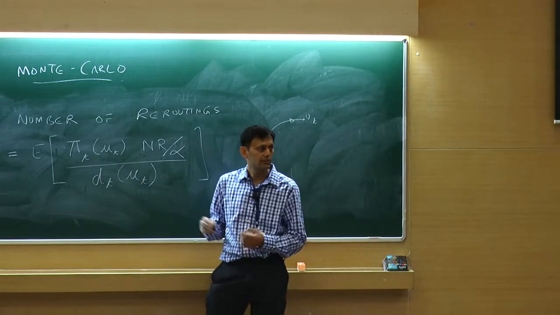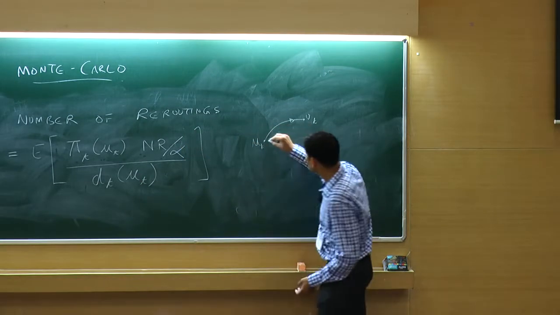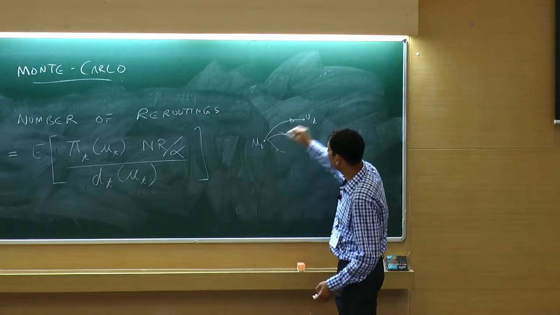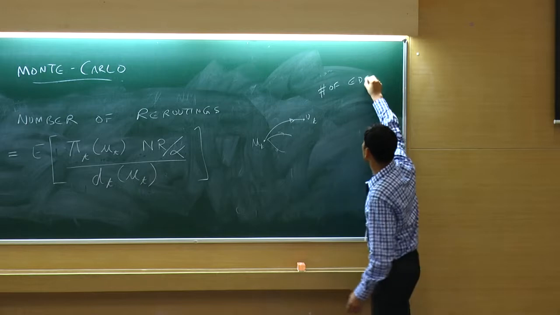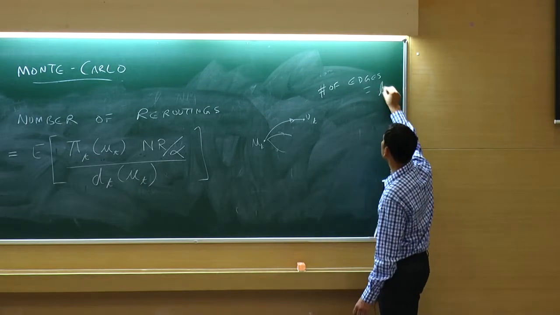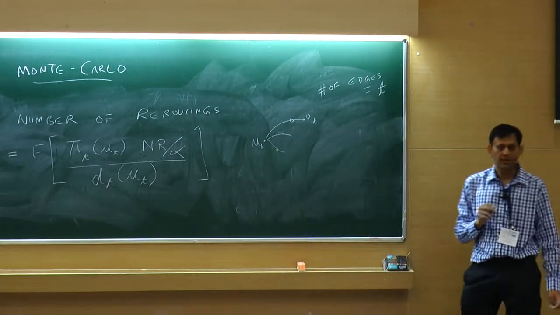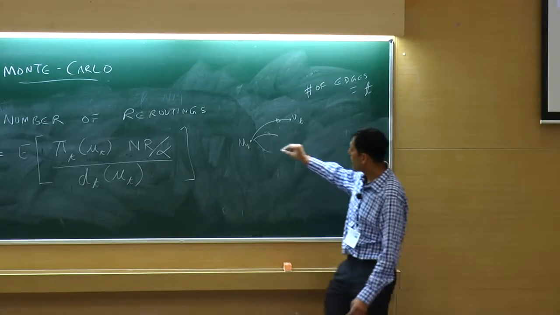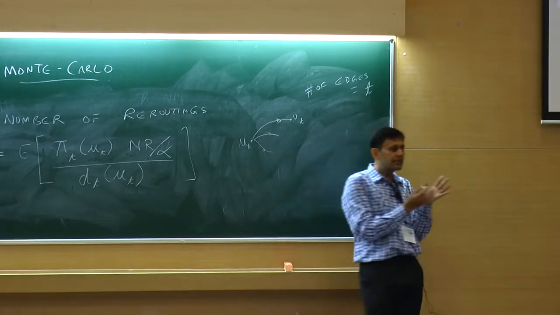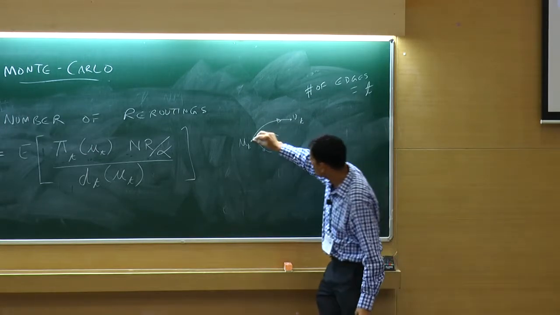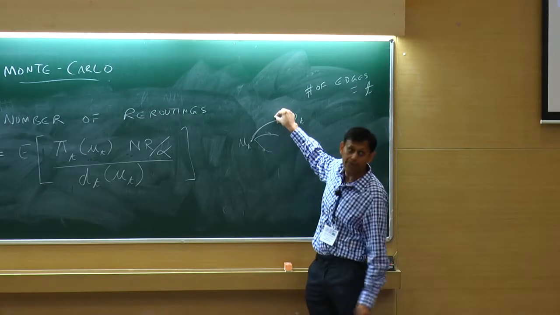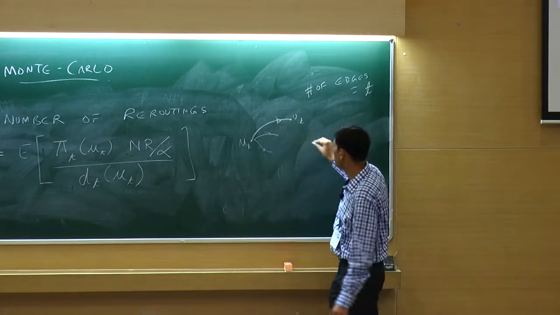Does that make sense? At this time, the number of edges in the network is exactly t. The assumption that we made is that these edges are presented to us in random order. So the probability that the edge ut vt is the one presented to us at time t is exactly 1 over t.